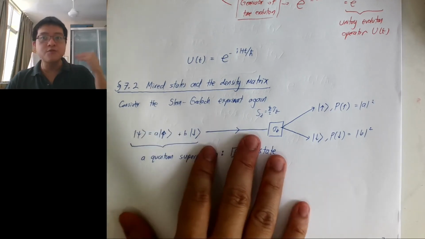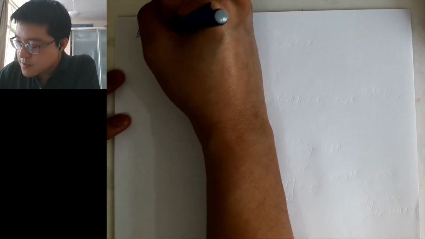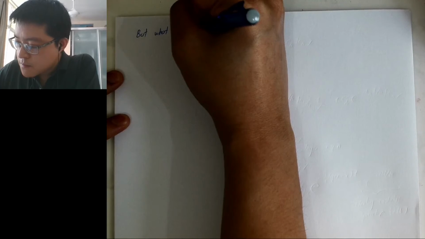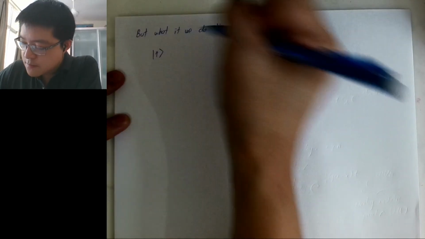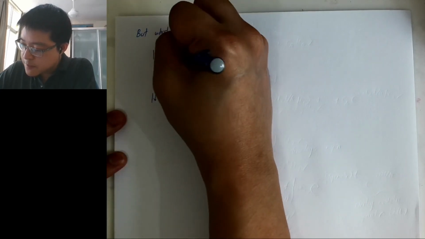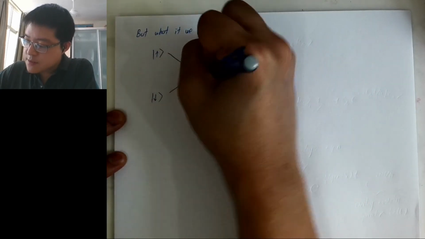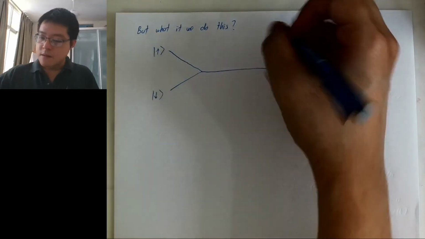So that is what we want to discuss next. What if the mixture is just a mixture? It's not really quantum, right? So let's consider this. So what if we do this? Okay, so let's say I take a beam of up spins and a beam of down spins, but then I just combine them.